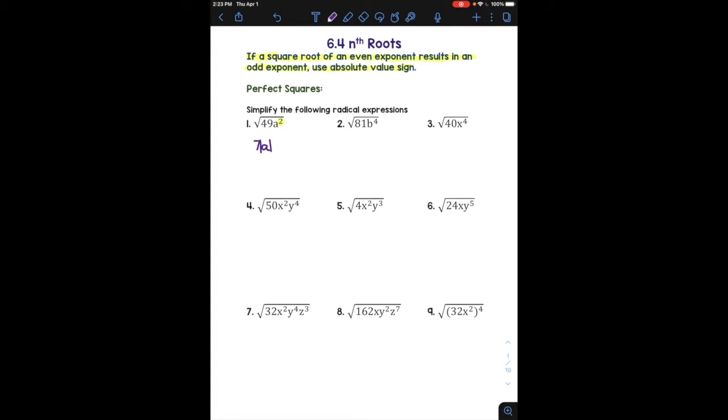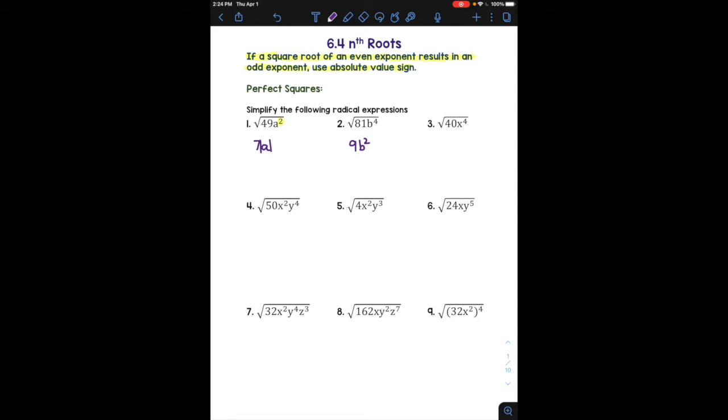Moving on to problem number 2. What number times itself is 81? That would be 9. What variable times itself would be b to the 4th? That would be b squared. Do we need absolute values in number 2? No, we don't.